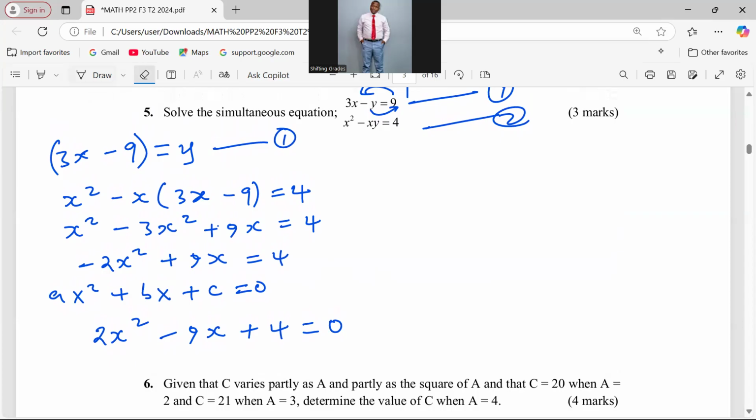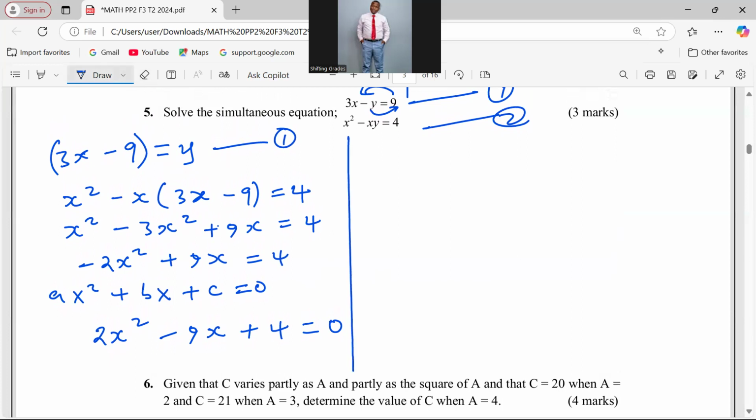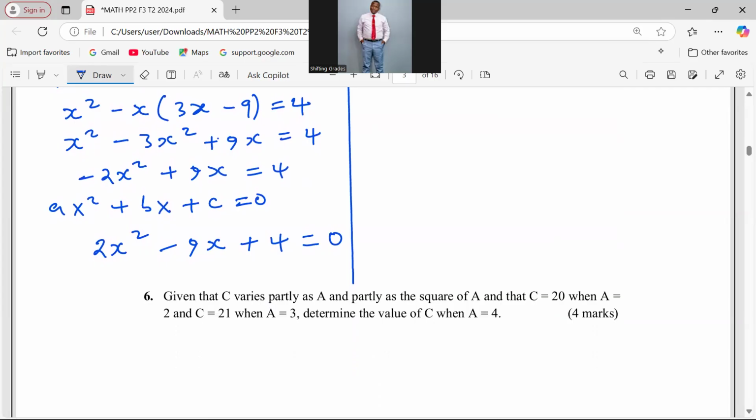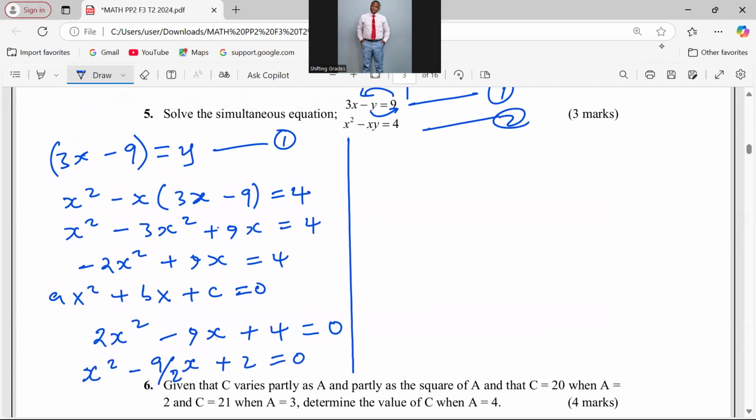There are many methods that we can use to solve quadratic equations. One of them being the completing square method, another one being the factorization method, and we also have the quadratic formula. Allow me to use the completing square method, whereby I divide through by 2 first, so that this becomes x squared minus 9 over 2x plus 2 equals to 0. Then now we take the constant to the right. X squared minus 9 over 2x equals to negative 2. When 2 is taken to the right, it becomes negative.